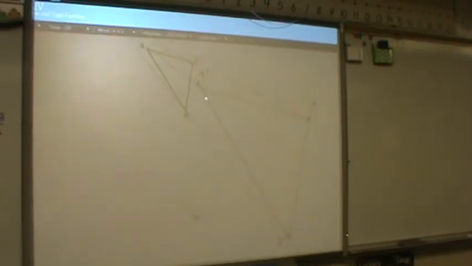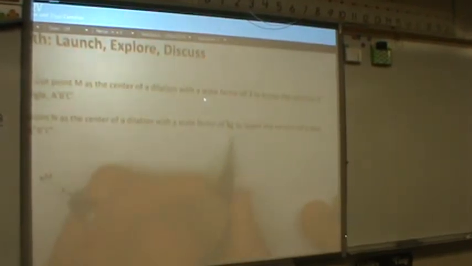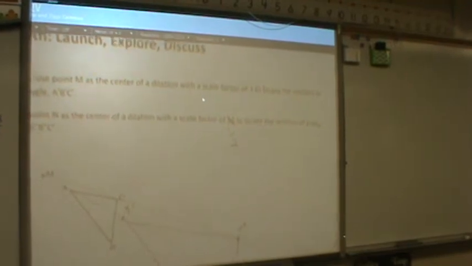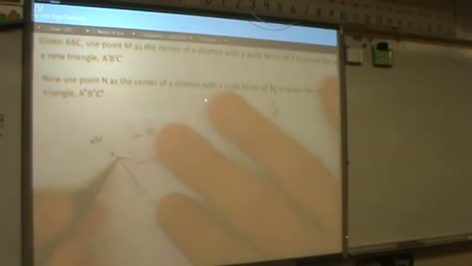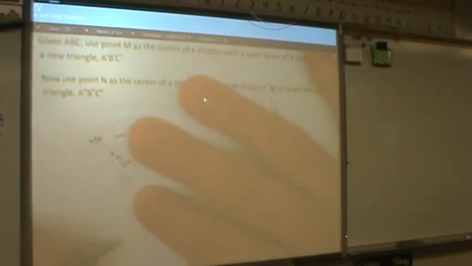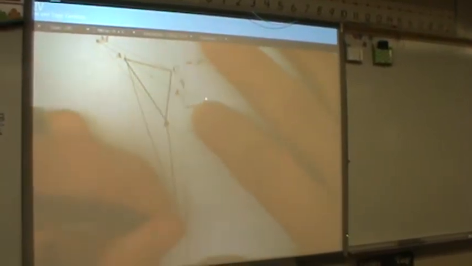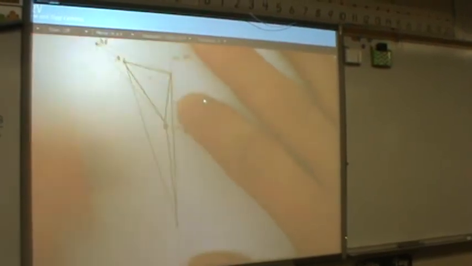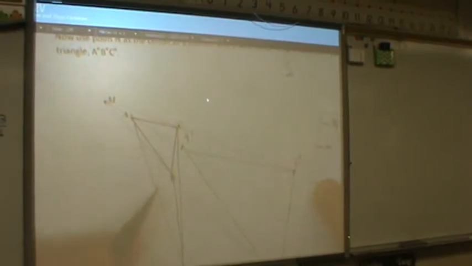All right? It says now, use point N as the center of dilation with the scale factor of, hey, you need to make sure you pay attention right here, a scale factor of 12? No, that's 1/2. Okay? That's 1/2. So what we need to do here, how I do the 1/2, I'm going to go A, B, C from N. Sorry, move this. I'm going to draw my line from N to A, N to B, N to C. There's my 3 lines. Now, I want this triangle to get smaller by half.